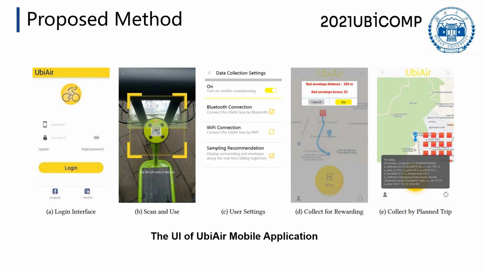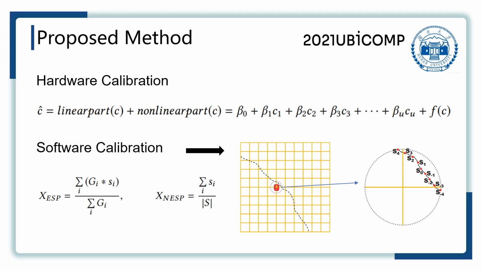A hardware calibration part to obtain a well-trained model. The relationship between the measurement of low-cost sensors and the expected calibration measurements is decomposed into a linear part and a non-linear part. Then a software calibration part.